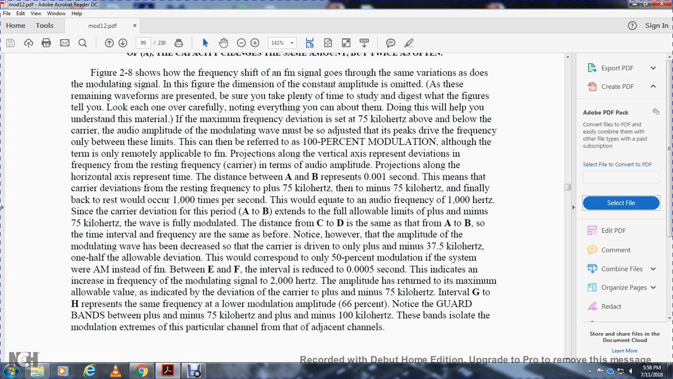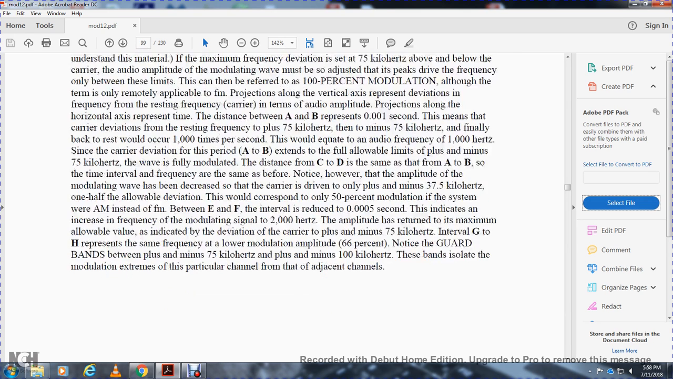Note the guard bands between plus and minus 75 kilohertz and plus and minus 100 kilohertz. Therefore, this band isolates the modulation stream of a particular channel from the adjacent channels.